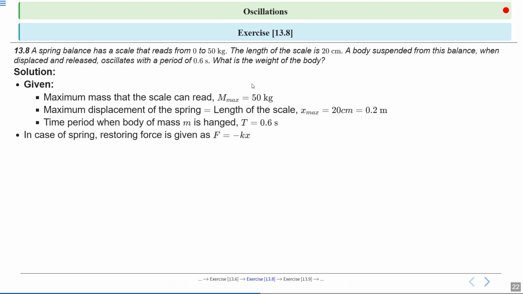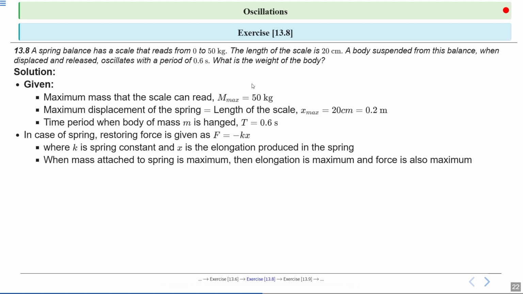In case of a spring, the restoring force is given as F is equal to minus kx. The negative sign shows that the force always acts to restore the spring to its original length, where k is the spring constant and x is the elongation produced in the spring.